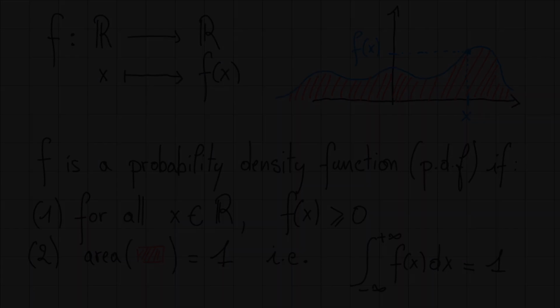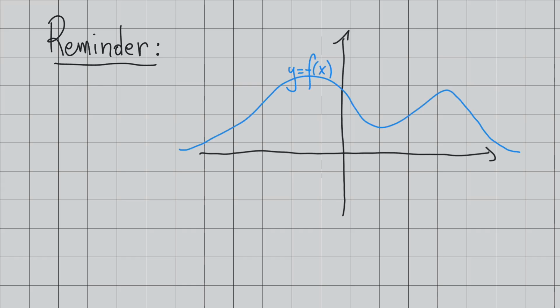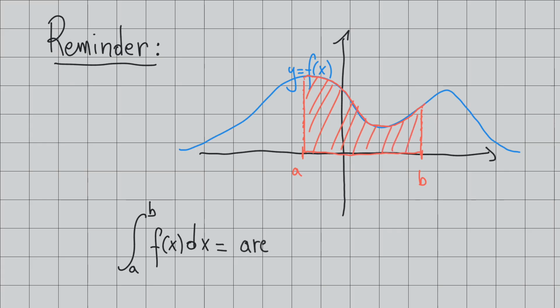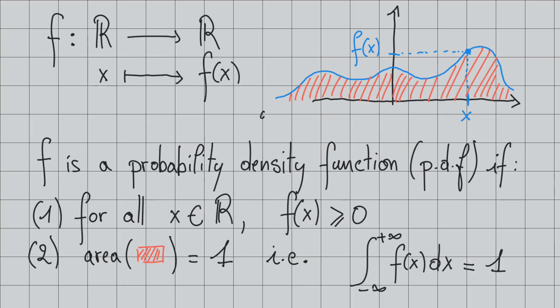Maybe it's time for a quick reminder about integrals. If you start with a function f with non-negative values and two numbers a and b with a smaller than or equal to b, the mathematical expression integral from a to b of f of x dx denotes the area under the curve of f between a and b, that is, the area of the region colored in red here. In the second condition above, a is minus infinity and b is plus infinity. So the region that we consider extends infinitely to the left and to the right.